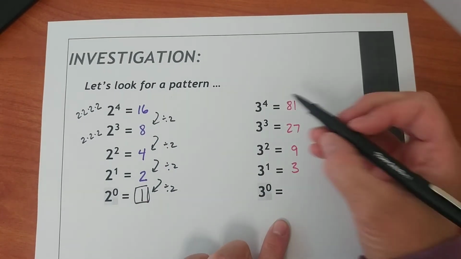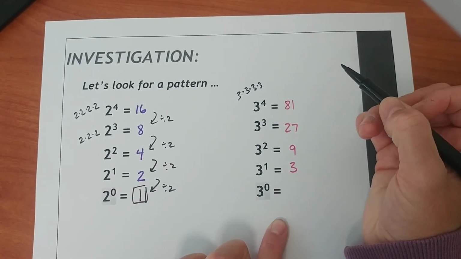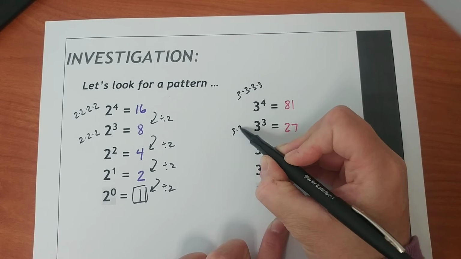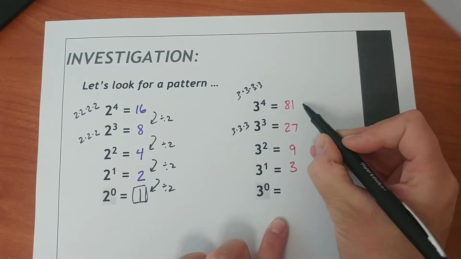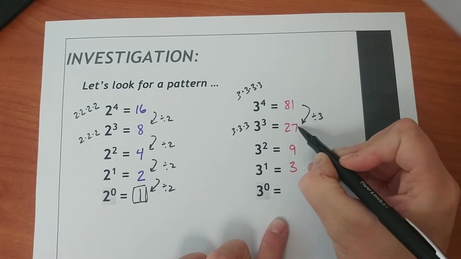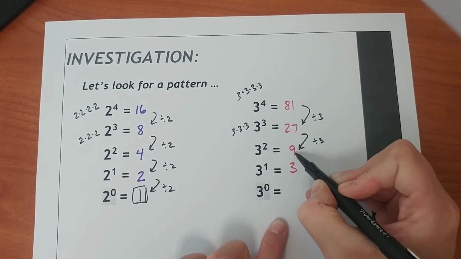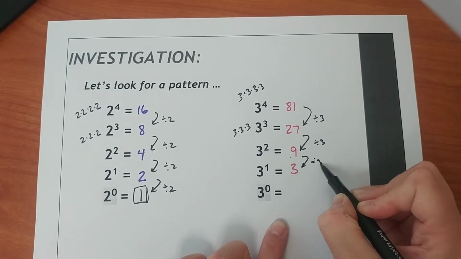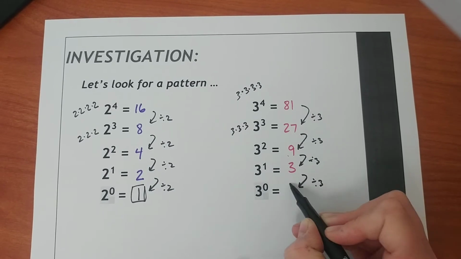Same thing over here. 3 to the 4th power looks like this, right? And if I do 3 to the 3rd power, that's 1 less 3. So it's really like dividing by 3. If I divide 81 by 3, I get 27. If I divide by 3 again, I would get 9. If I take 9 and divide it by 3, I get 3. And if I take 3 and divide it by 3 again, I would get 1.